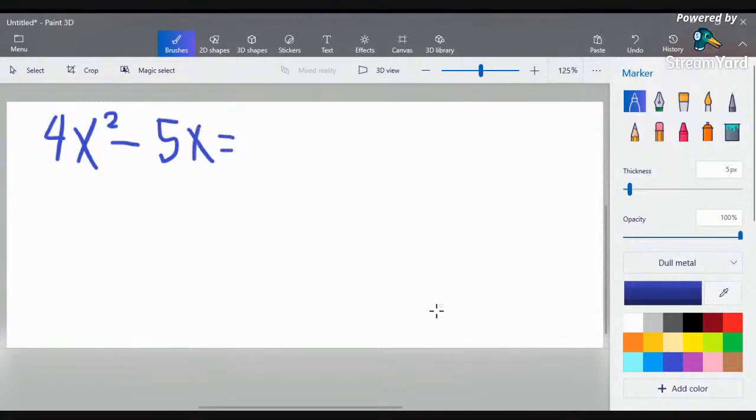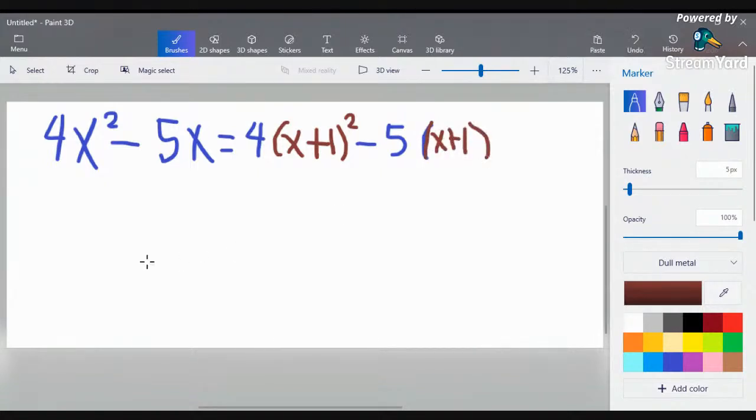But if you compose that function with x plus 1, which is your g of x, that becomes 4 times x plus 1 squared minus 5 times x plus 1. Okay, so you can solve that.